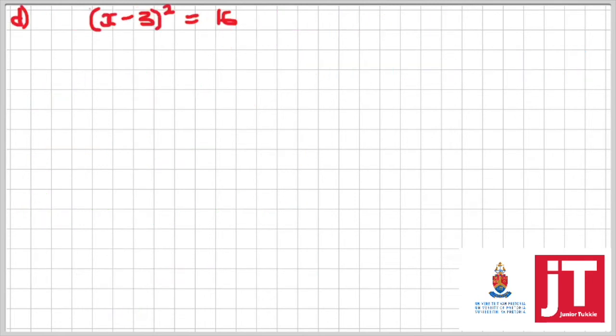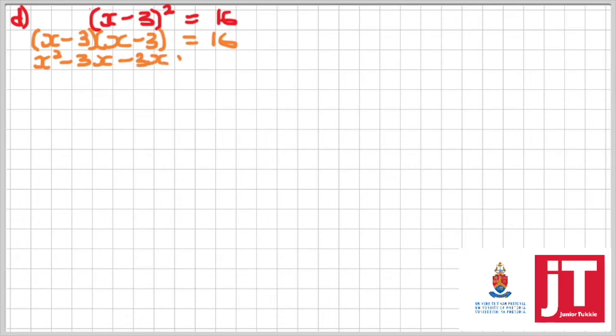In our last question, we are given (x - 3)² which is equivalent to 16. Recall that anything squared can be written twice as x - 3 times another x - 3, which is equal to 16. If we FOIL the left-hand side, we're going to have x² - 3x - another 3x + 9 = 16. Simplifying the left-hand side, whilst we move the 16 on the right-hand side to the left-hand side, because we want to standardize it, we are going to get x² - 6x + 9 - 16 = 0.